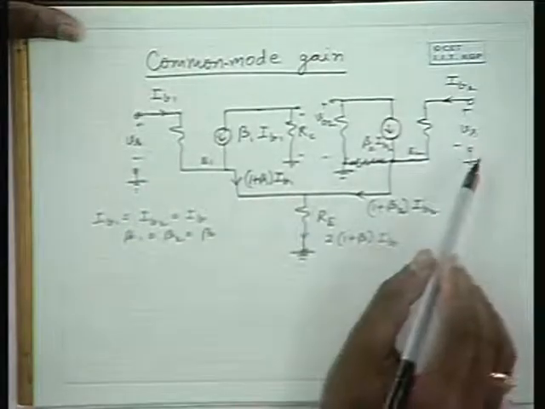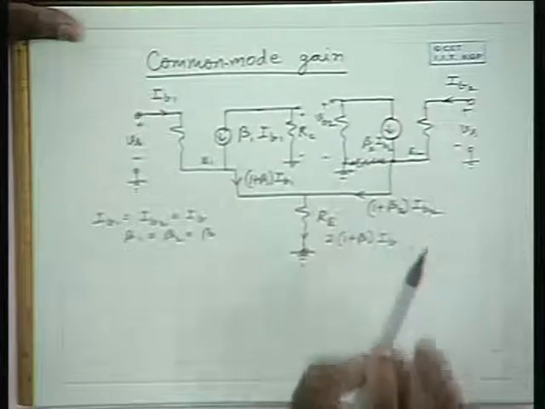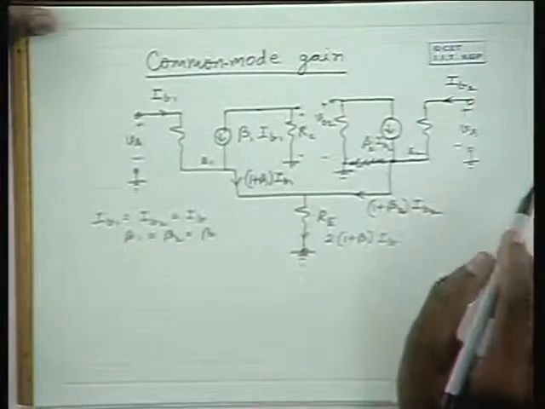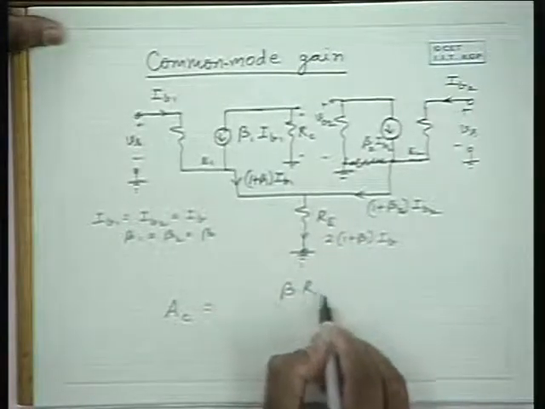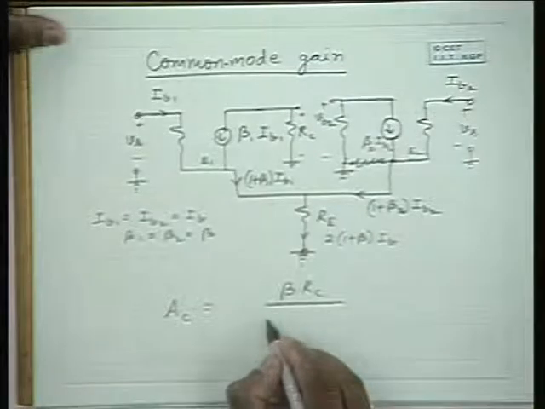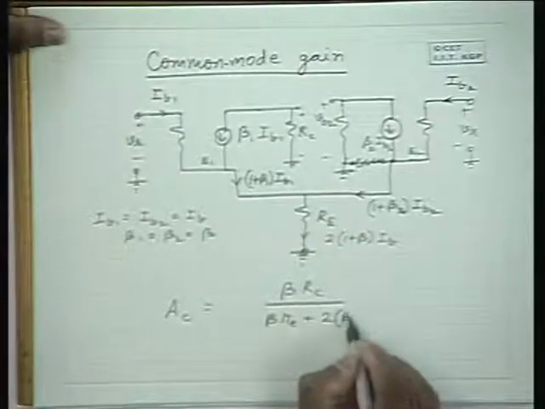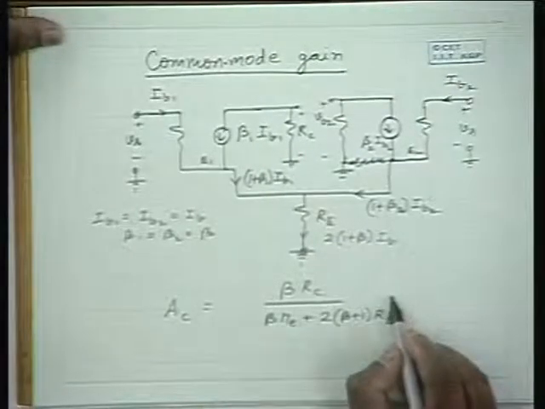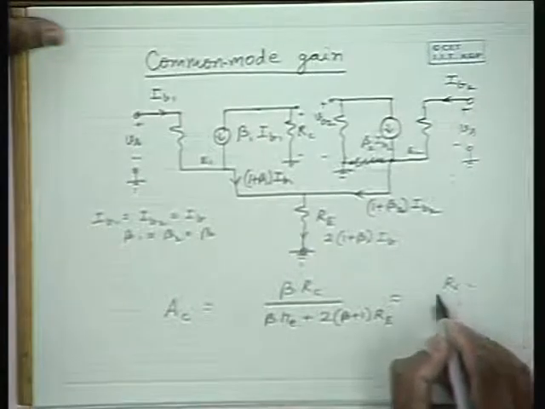And please note that the common mode signal also is equal to Vs, and that this stage's gain gives us straight away the common mode gain, and we can obtain the common mode gain expression as beta RC divided by beta RE plus 2 into beta plus 1 into RE, which is approximately equal to RC by 2 RE.